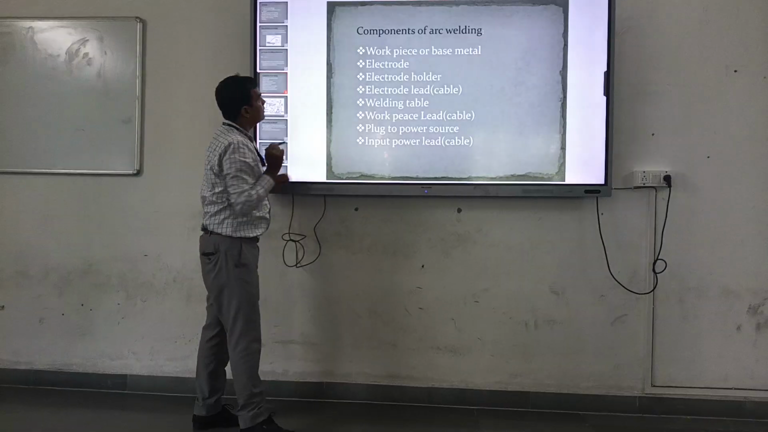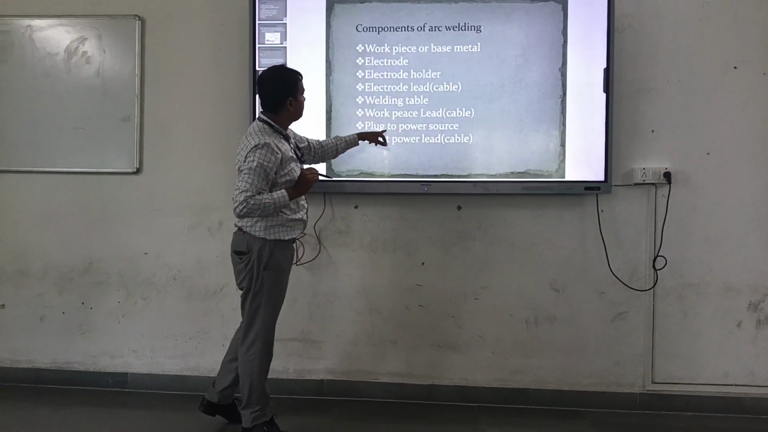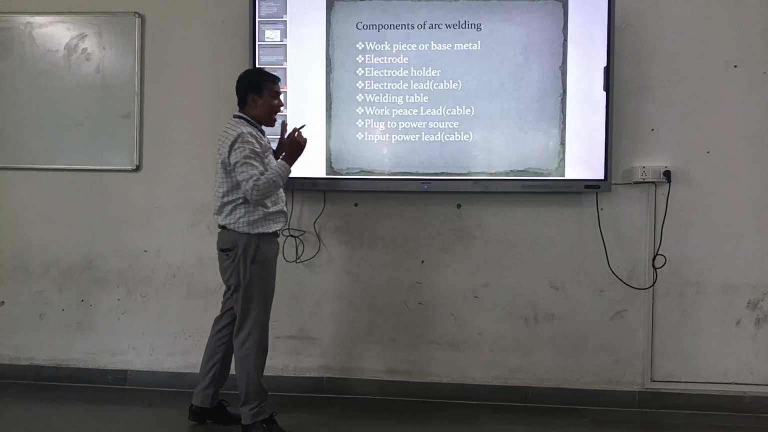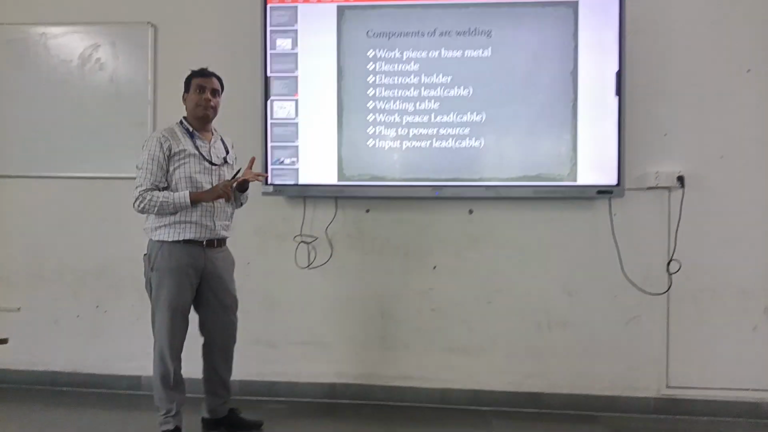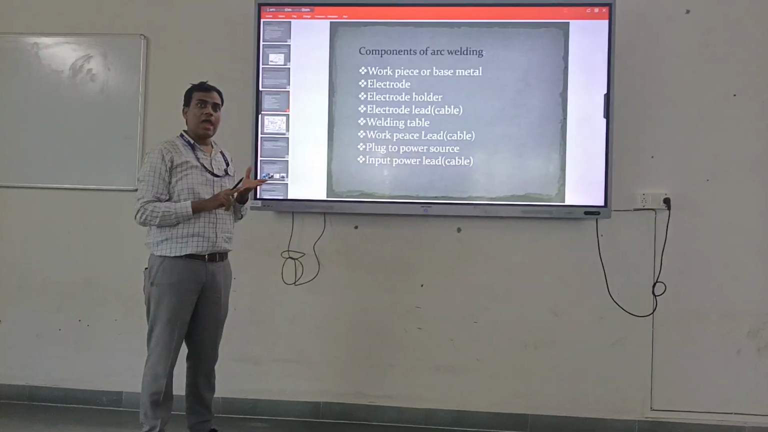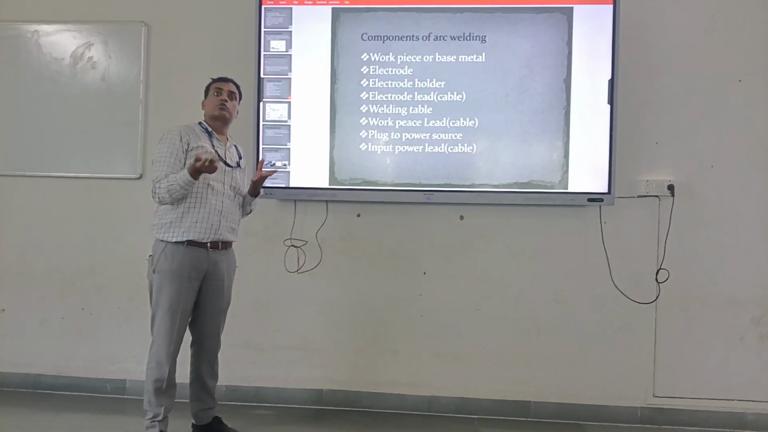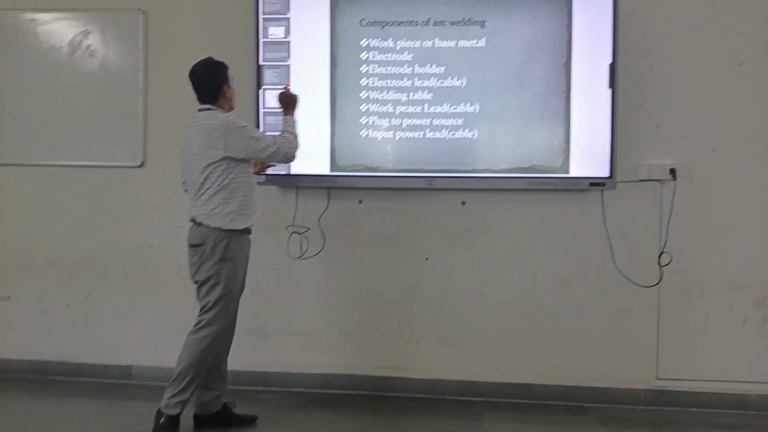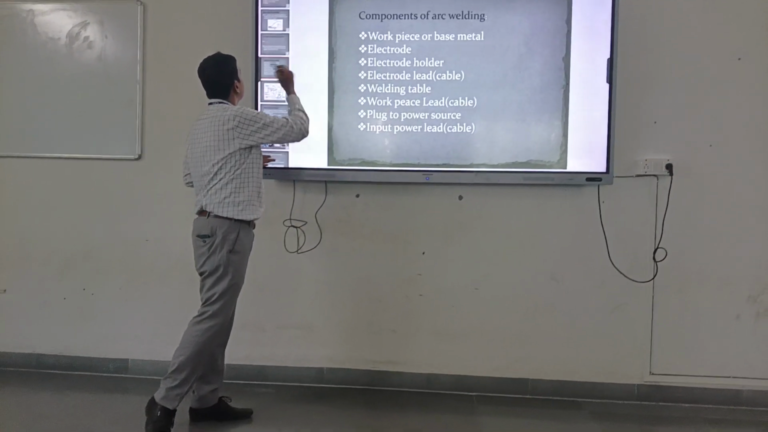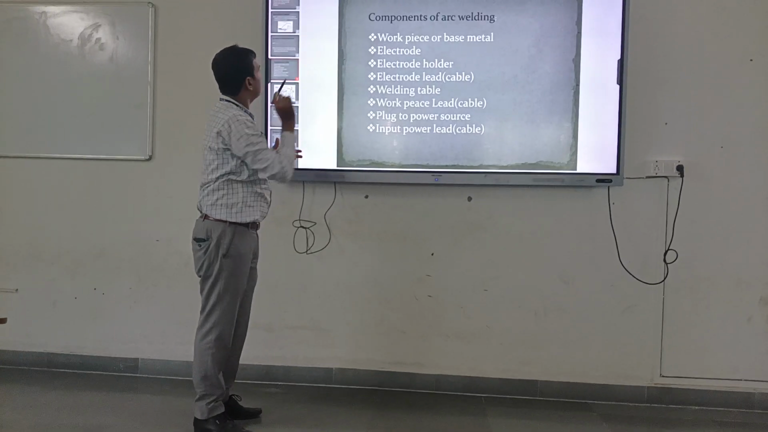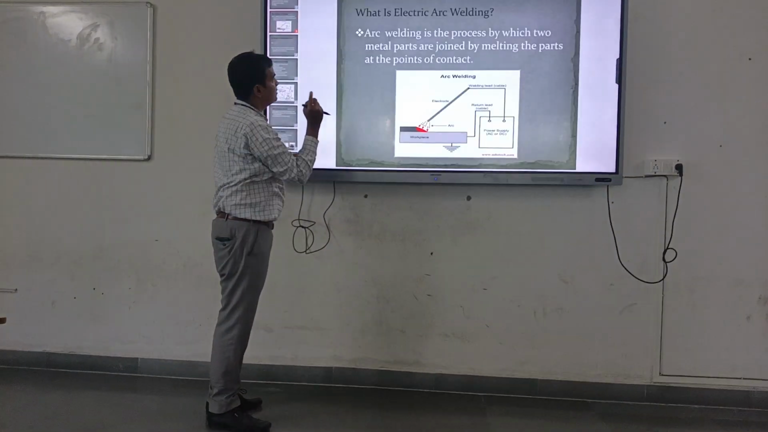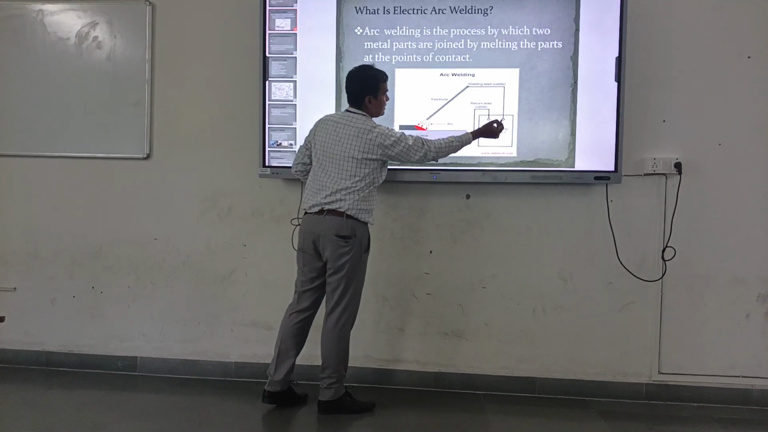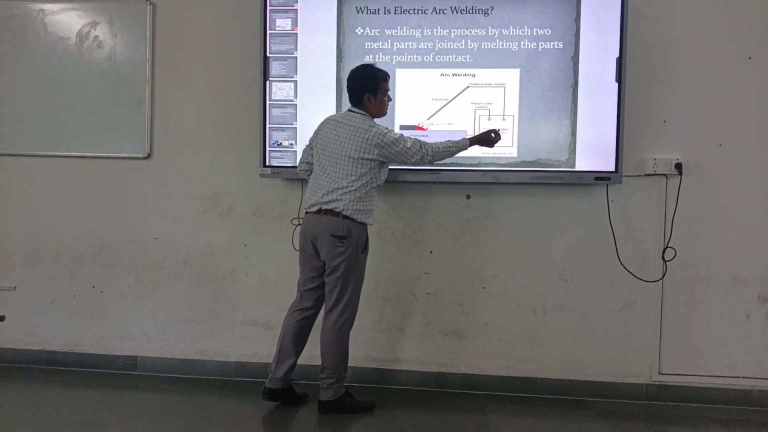And then the workpiece cable. We have to connect the workpiece by a separate cable, as well as the electrode by a separate cable, from the same power source. I will show that in the previous slide. This is the workpiece. This is the electrode. This is connected to the AC or DC power source.